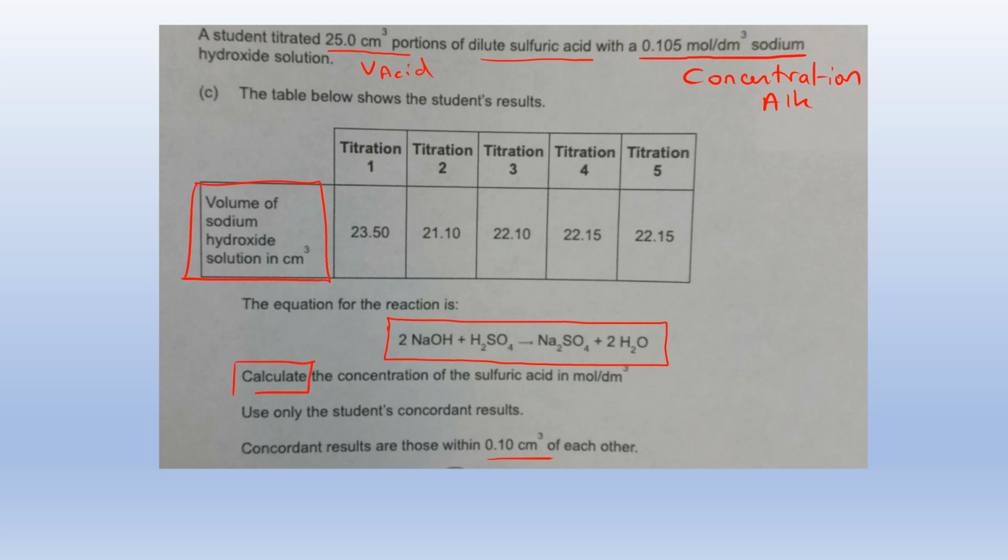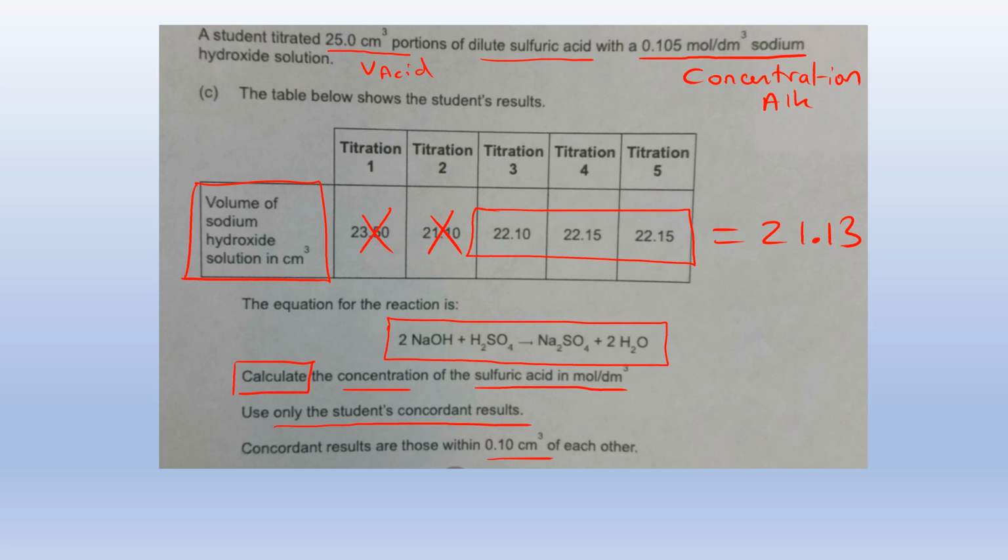Calculate, there is our command word, using our bugs, boxing our command word. The concentration of the sulfuric acid. Use only the concordant results. Okay, so we've got to ignore the ones that are not within 0.1 centimetre cubed of each other. So those two are not within 0.1. We are only using these results here. These are the concordant results, and I'm going to calculate their average. Now their average is 21.13.